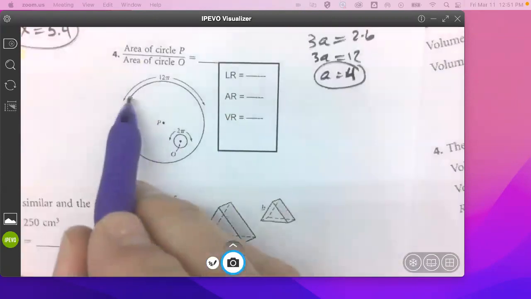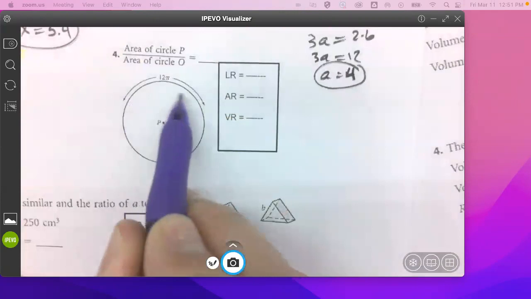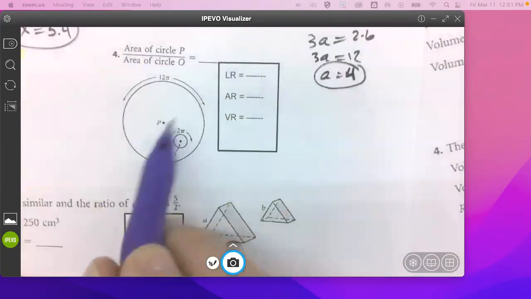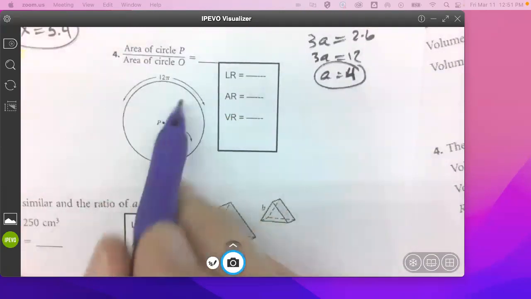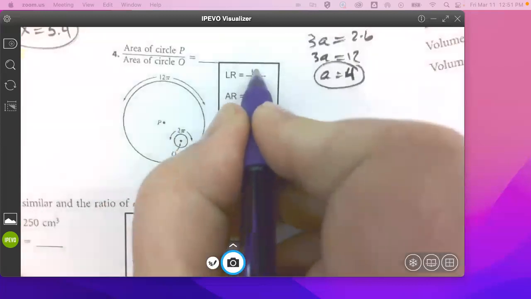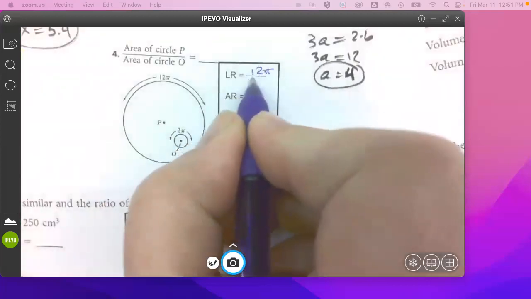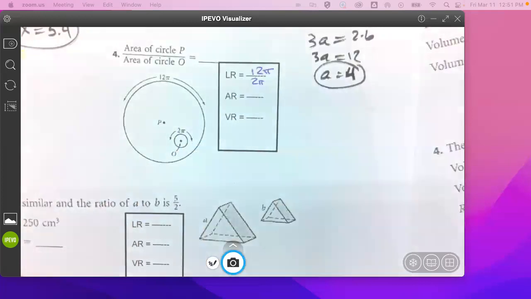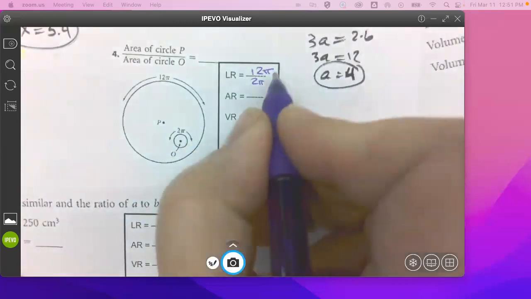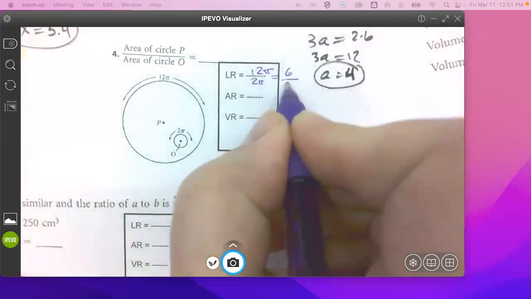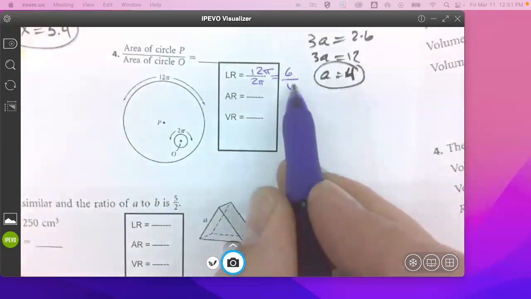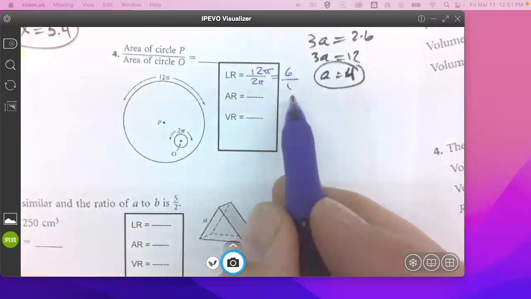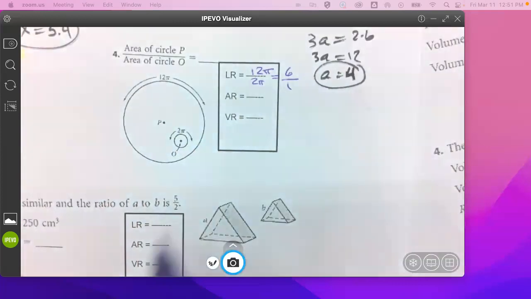So here I'm starting with seeing that they're giving us a circumference, and they're telling us that it's 12 pi and 2 pi. So I know that that's a length ratio because it's a circumference, which is measured as a length. It's inches or centimeters or meters. And then I can reduce this to get 6 over 1. If yours is 1 over 6, is that okay? Sure. Just keep track of which way it is.